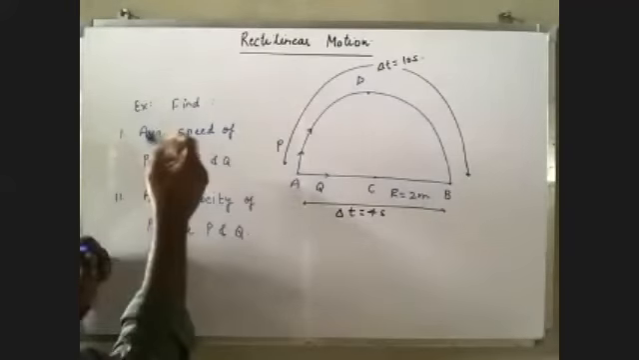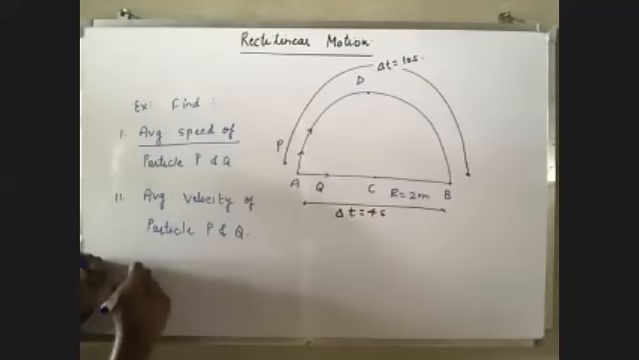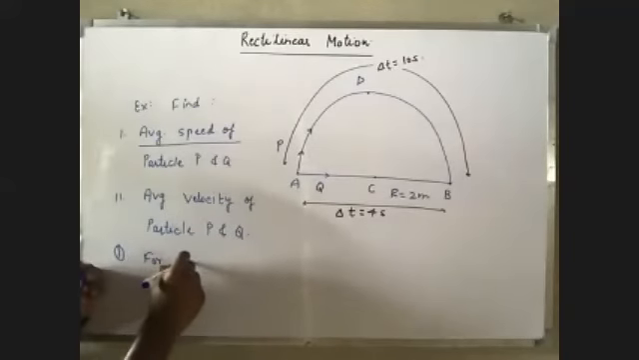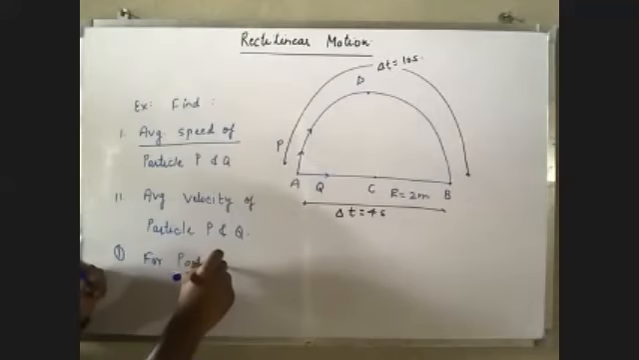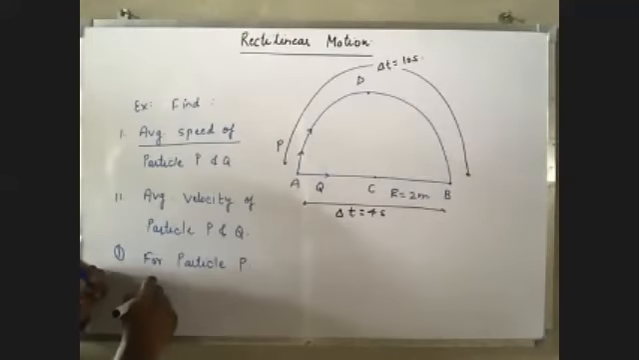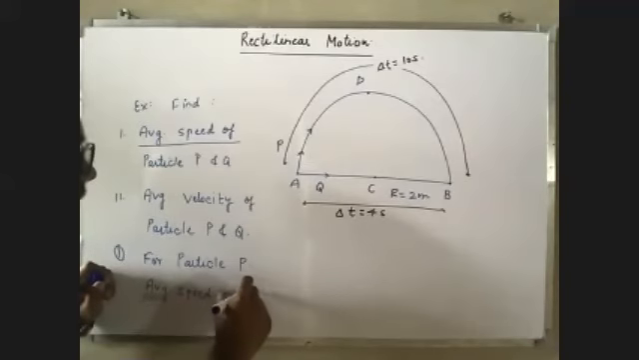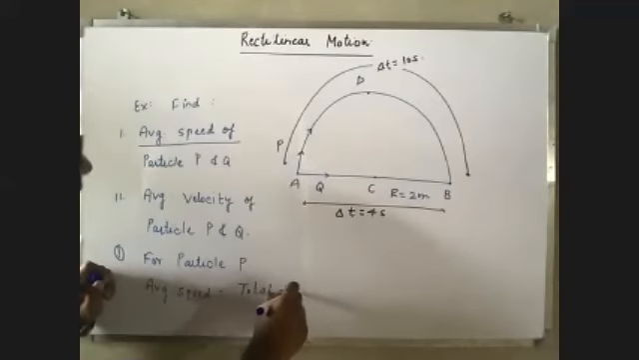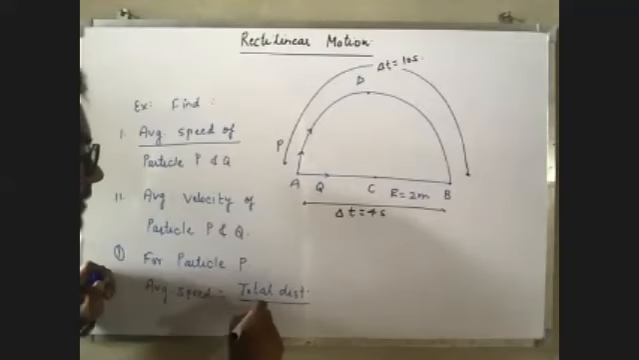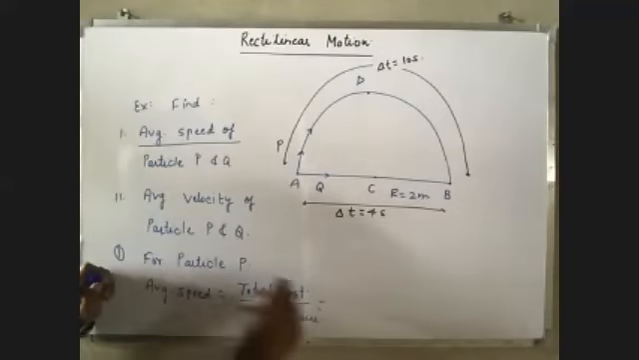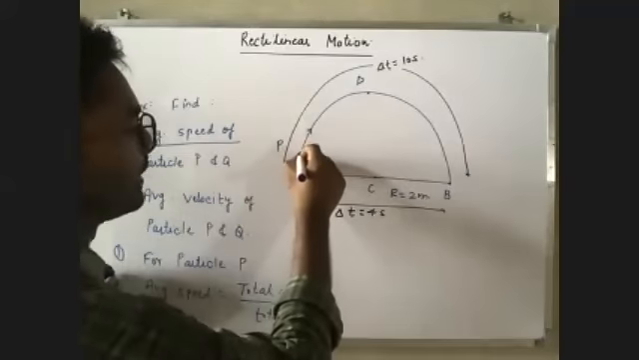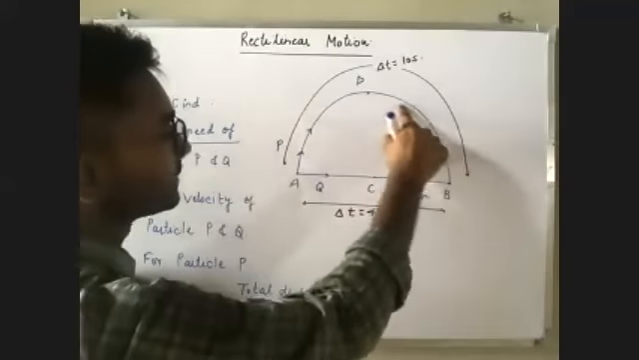So the first one, they are talking about average speed. So I'm talking about particle P, average speed. What was the formula I told you? That is total distance divided by total time, right? For particle P. So particle P is moving along this path.